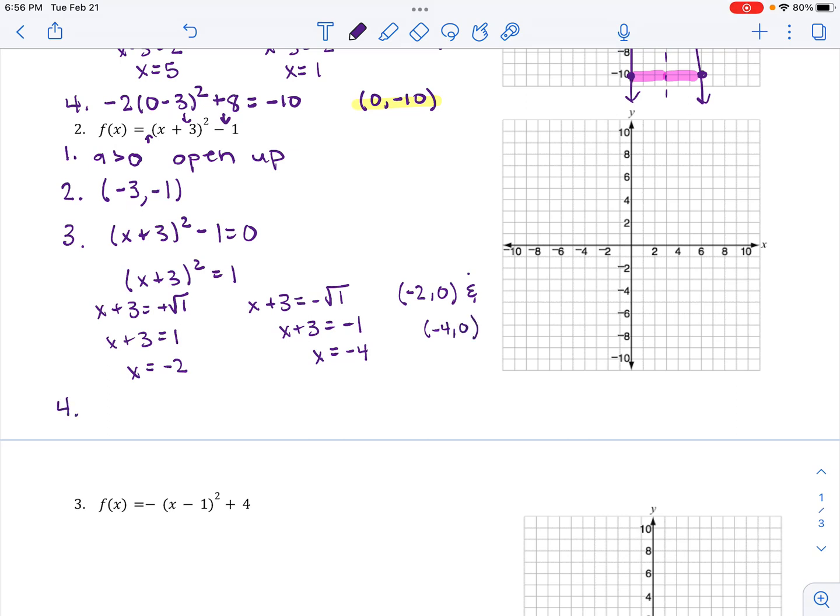The last thing I need to find is the y-intercept. Remember, we plug 0 in for x, plug it all into our calculator, and you should get 8. So the point it gives me is 0 for my x, 8 for my y.